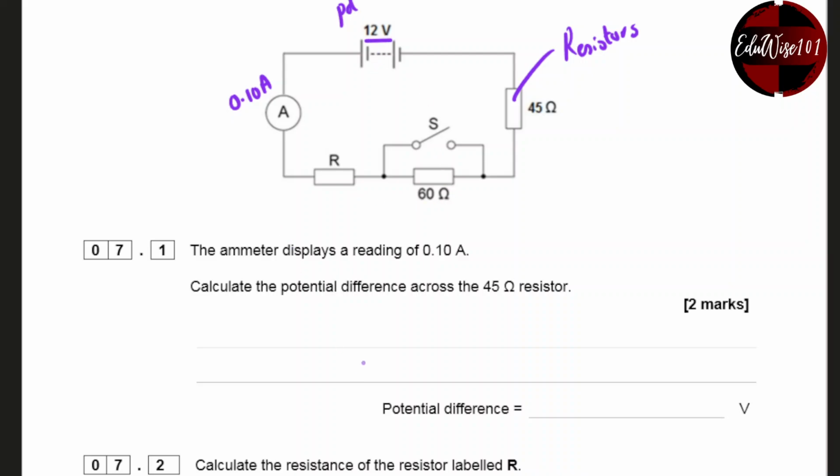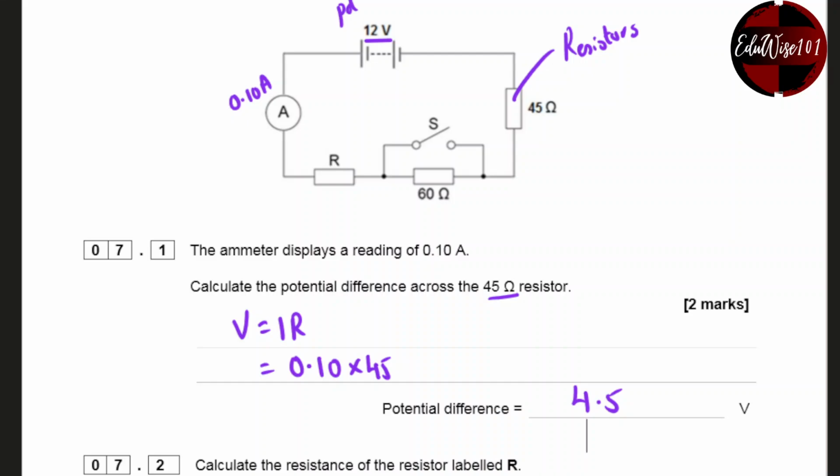Now, how do you calculate the potential difference across the 45 ohm resistor? We use the equation V equals IR. V is the potential difference, which is what we are trying to find for the 45 ohm resistor. We know the current in a series circuit is going to be the same. Doesn't matter where in the circuit, the current is always going to be the same. So the current is 0.10 multiplied by 45. That gives me 4.5 volts.